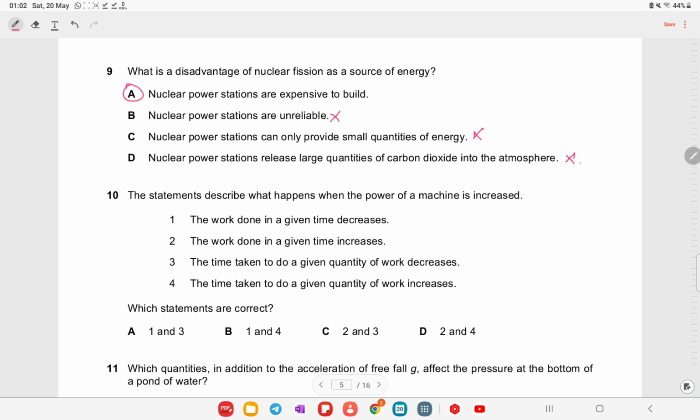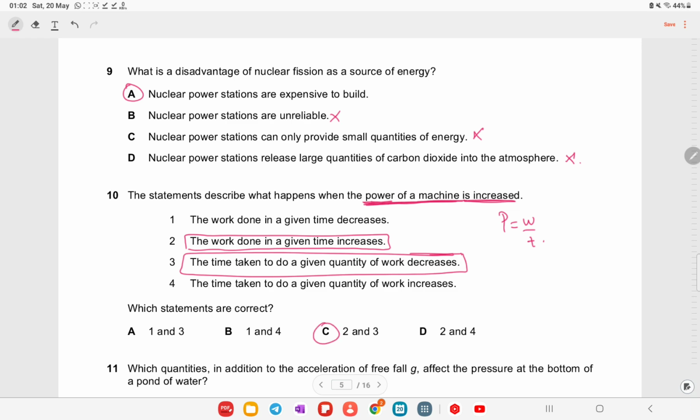So basically, you see this when you increase the power of a machine. So what will happen? Power is equal to work done over time. So the work done in a given time is going to increase, and when the power of a machine is increased, the time taken to do a given quantity of work is going to decrease. So option C is going to be the right answer.